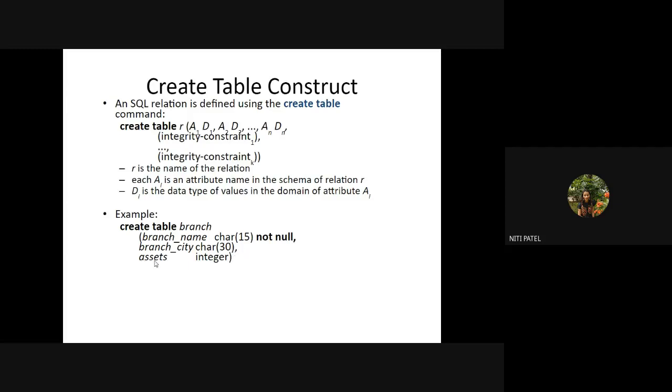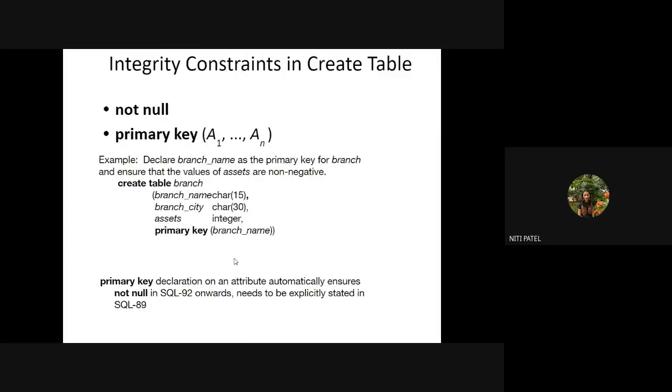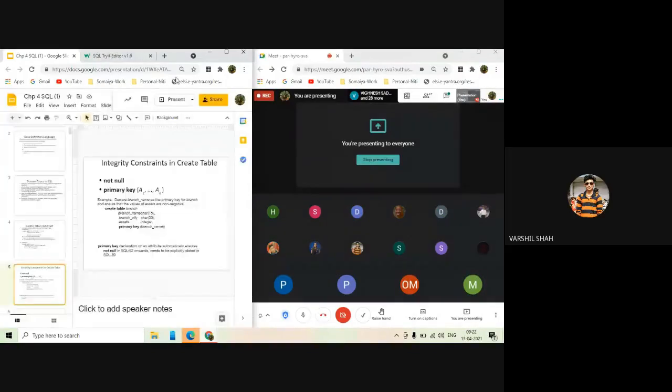Add the name of the third column as asset. Asset is some integer value, so the data type is given as integer. Now, since this is the last column, I have not given any comma over here. I will simply close this round bracket and end it with a semicolon. The semicolon is missing over here, so see to it that you mention that semicolon. Is it understood how to create a table? Yes, ma'am.